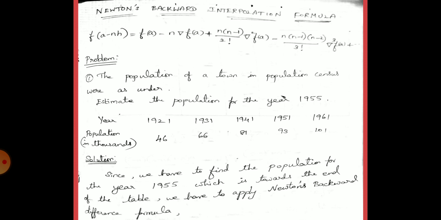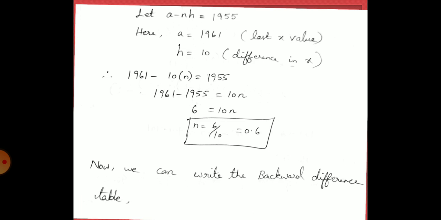So we can move to the solution. Since we have to find the population for the year 1955, which is towards the end of the table, we have to apply Newton's backward. So let a minus nh equal 1955. This is the value we are going to find, so take it as a minus nh.